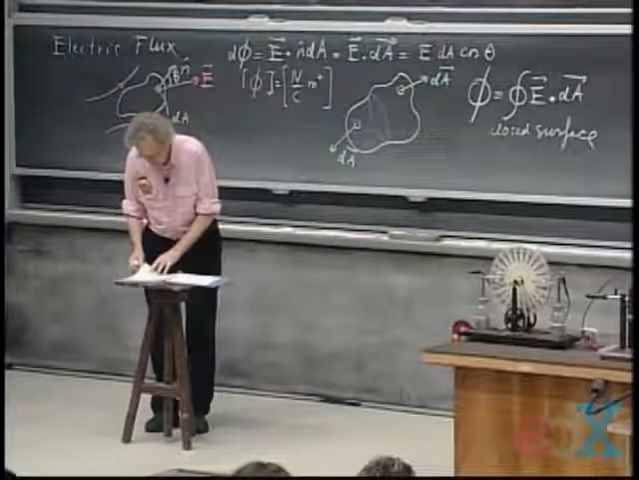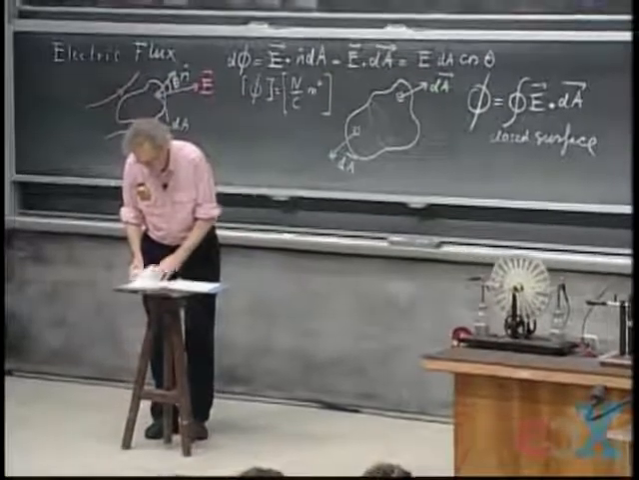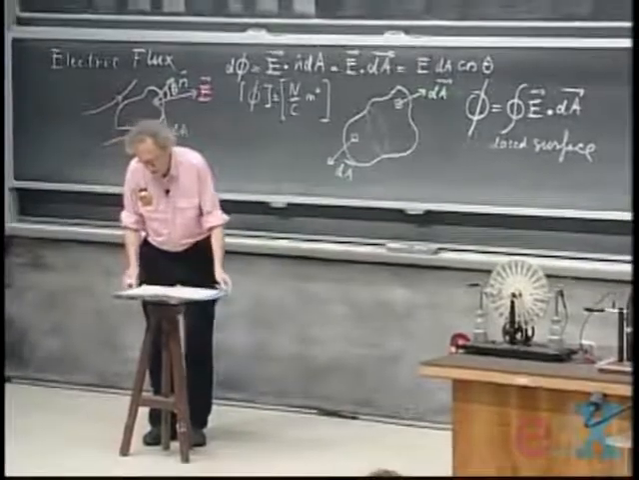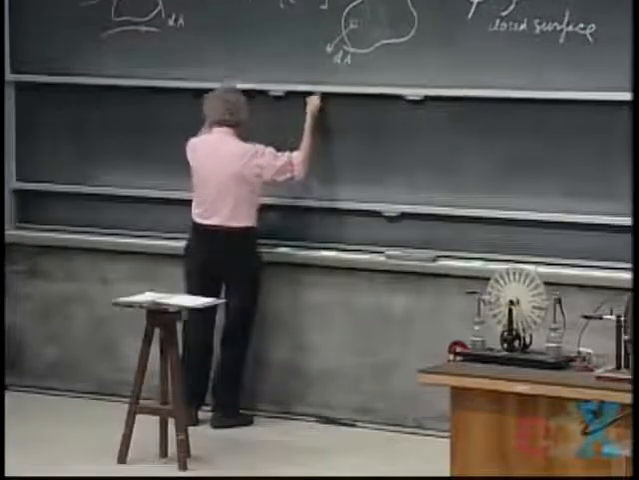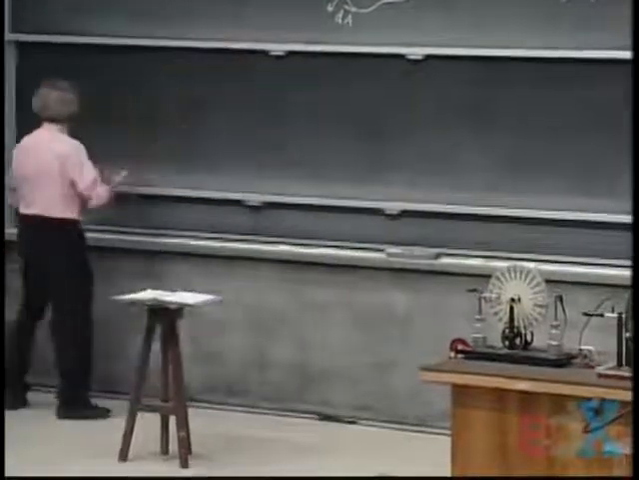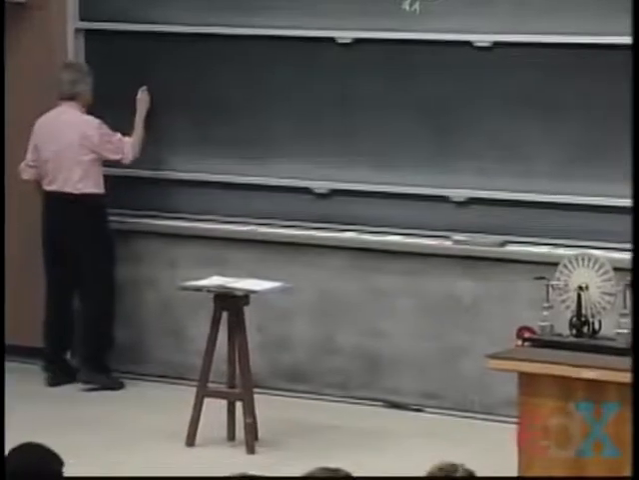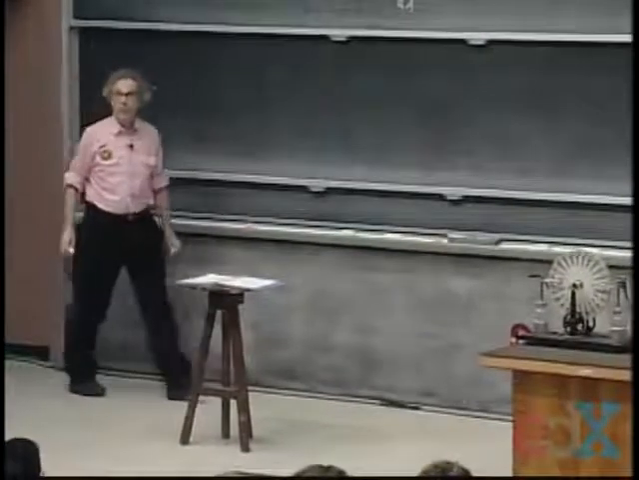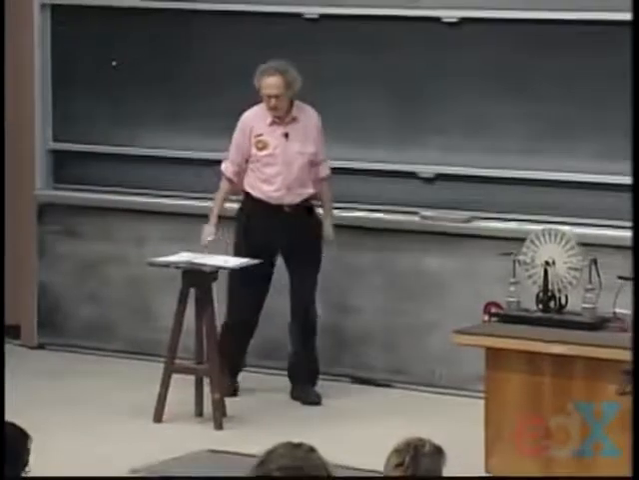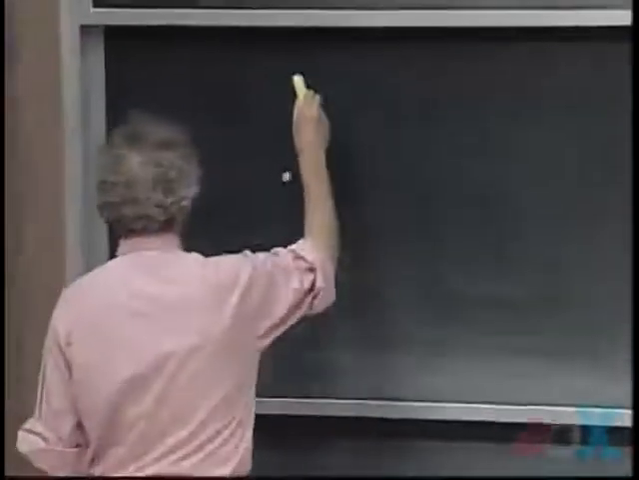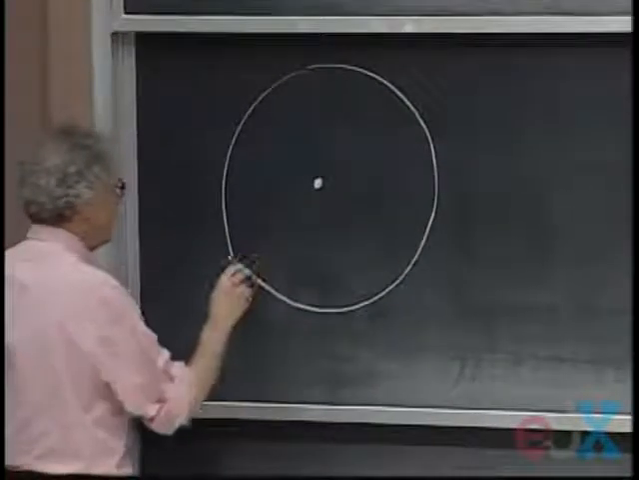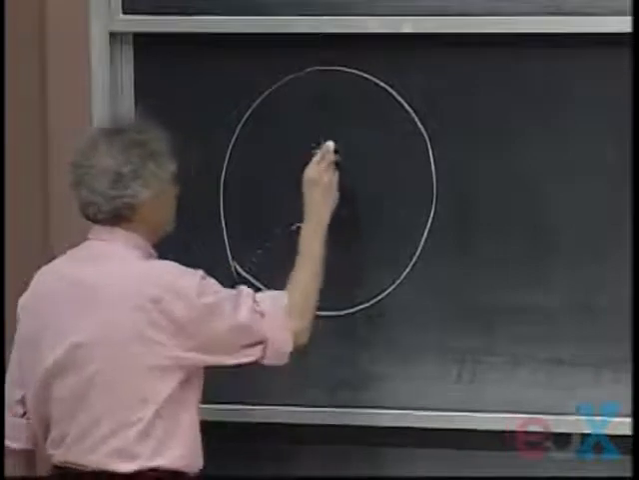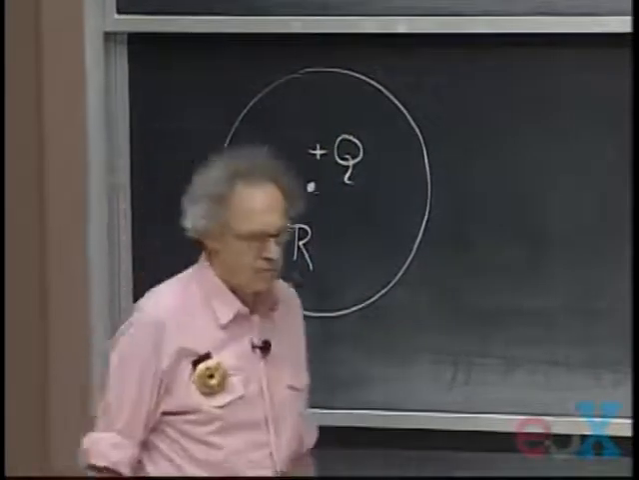So let's now calculate the flux for a very simple case where I have a point charge. Here, I have a point charge, and I'm going to put a bag around this point charge, and the bag is a sphere. The sphere has radius capital R. And let this charge be plus Q, just for simplicity.